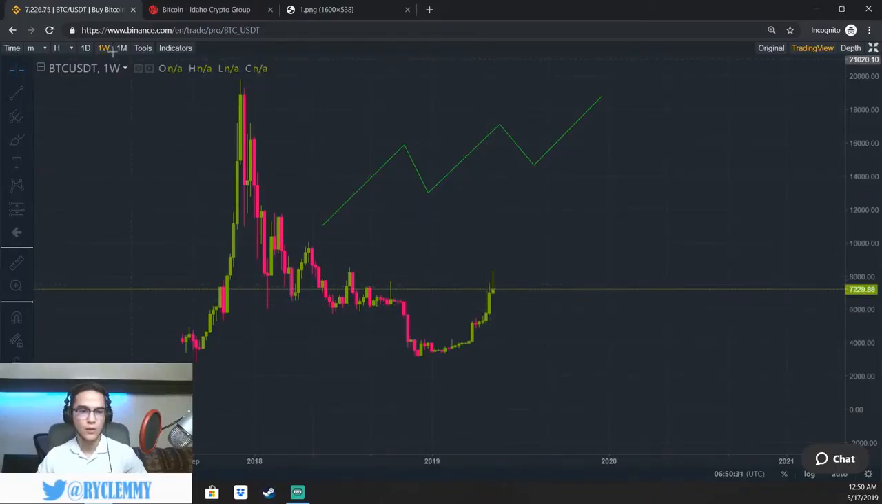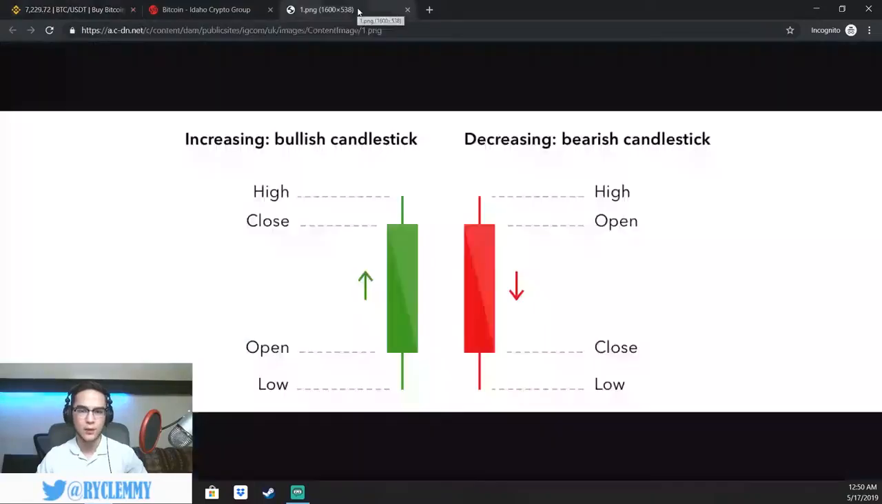Now, right now we're on the week-long time frame. Up here, these are the different time frames. We'll talk about those in a couple of minutes. But right now we're on the week-long time frame, 1W, which stands for 1 week. So each of these little candlesticks is exactly 1 week long. So let's break that down a little bit more.